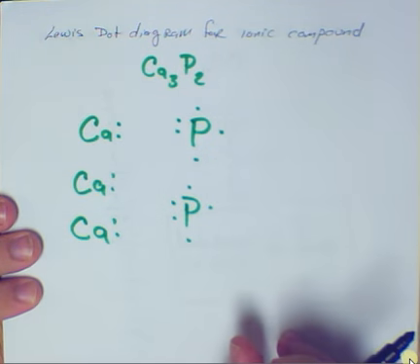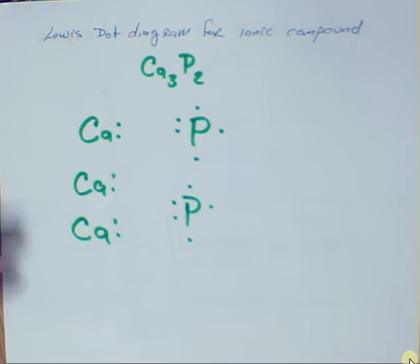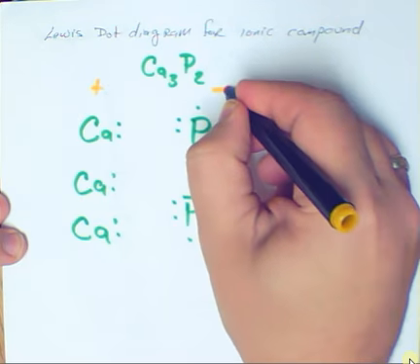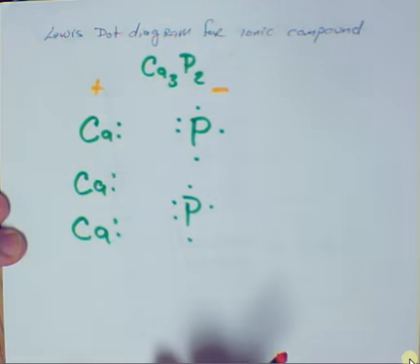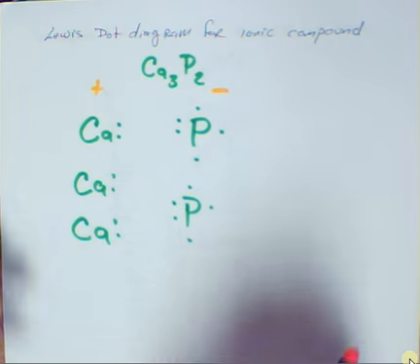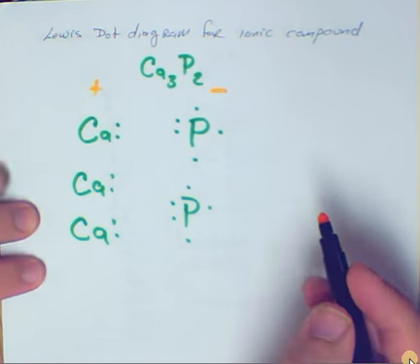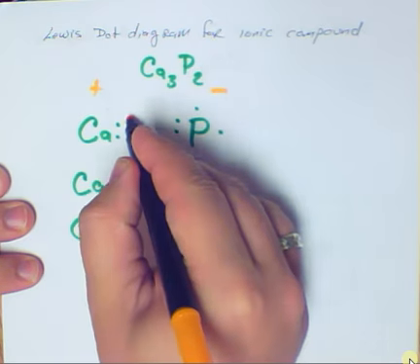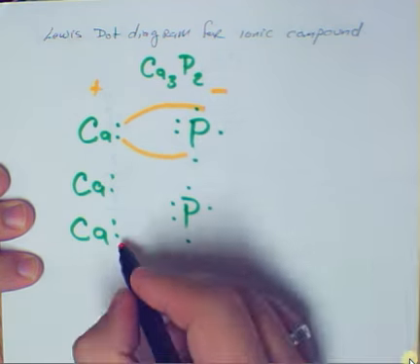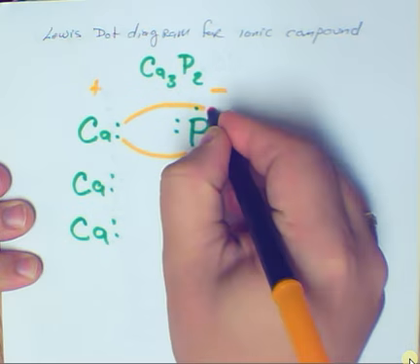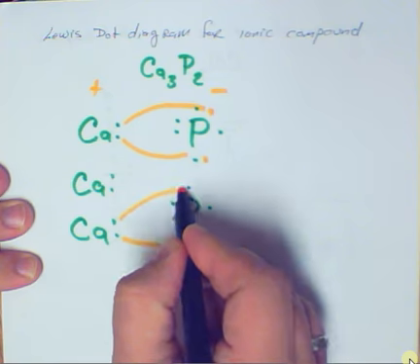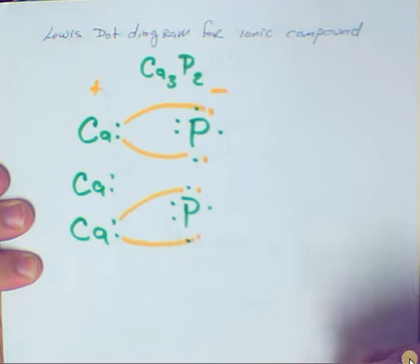phosphoruses. So what's going to happen is calcium, being a metal, is positive. Phosphorus, being a nonmetal, is negative. So calcium is going to give up its electrons in order to become stable. So calcium will give its 2 electrons to this phosphorus, so that phosphorus now has 7. This calcium can give up its electrons to this phosphorus, so that phosphorus now has 7.